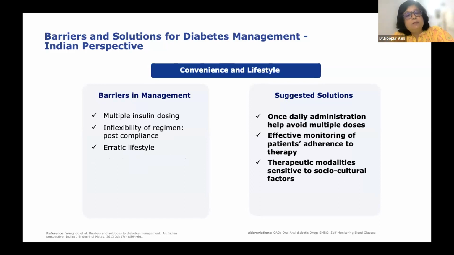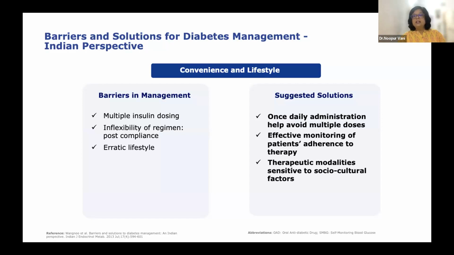Multiple insulin dosing: the patient said, every time I have to take food, every time I have to take an injection. But it has to be explained that if you start at the correct time, there is only one type of insulin which you can take with the major meal of your day. We have good insulins, we have combinations of insulins, which can be taken with the major meal of the day, and you can get good control.